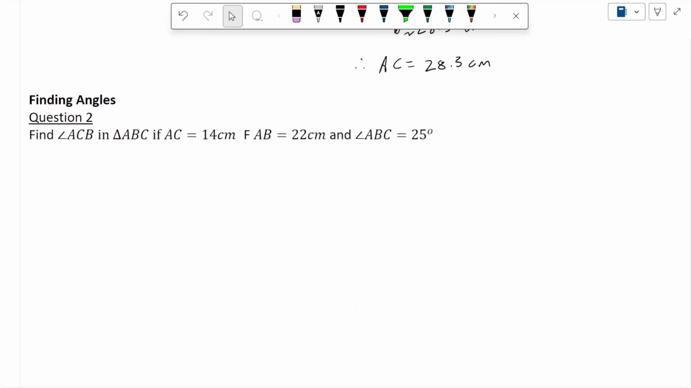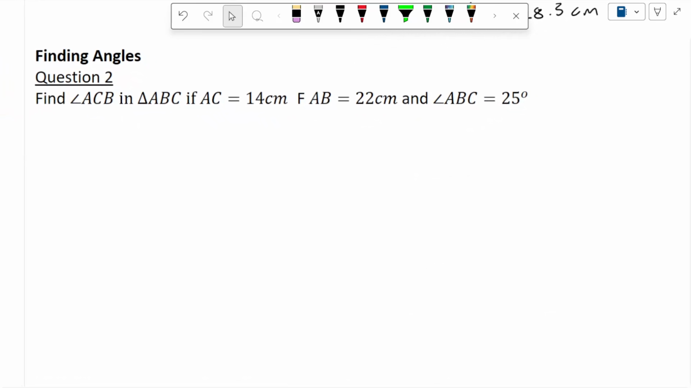Okay, find, and that's a lot of words. First of all, let's draw up triangle ABC.